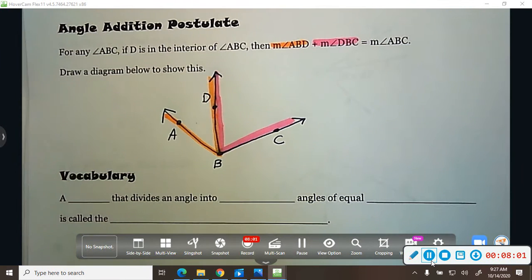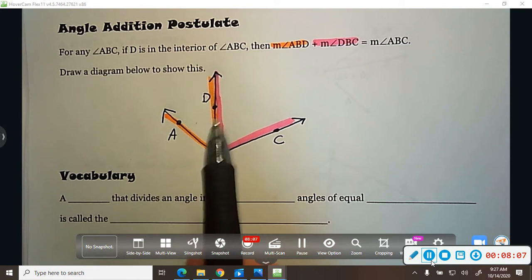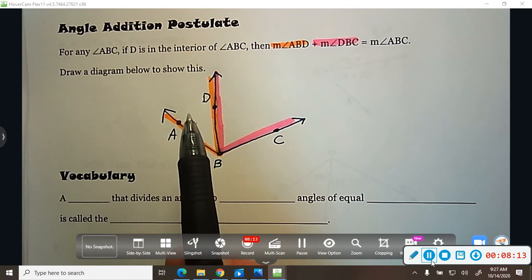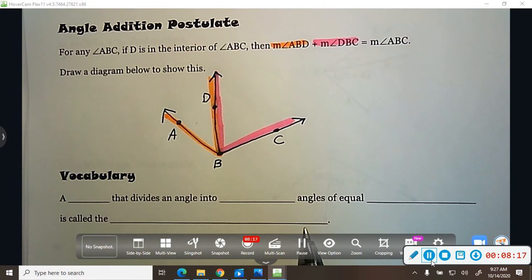Alright, so we're going to use this angle addition postulate, and we'll also be using this in proofs. So if you're showing the algebra, you don't have to prove it, but a lot of times we'll be doing proofs later in class, and you may have to reference the angle addition postulate.